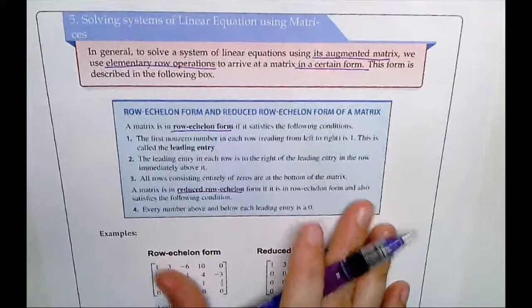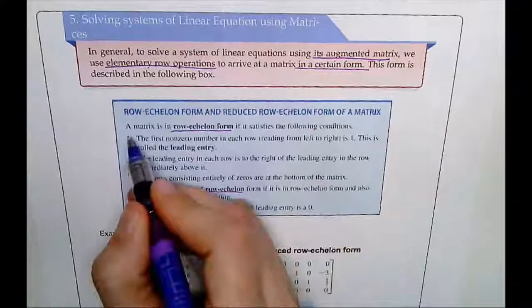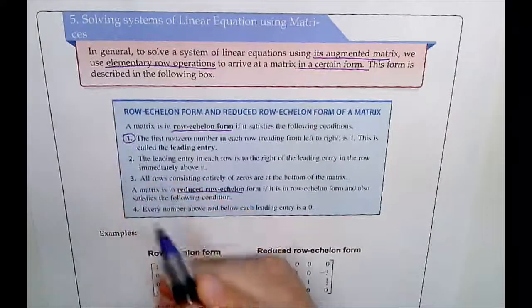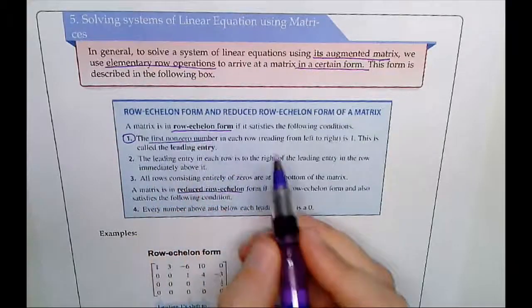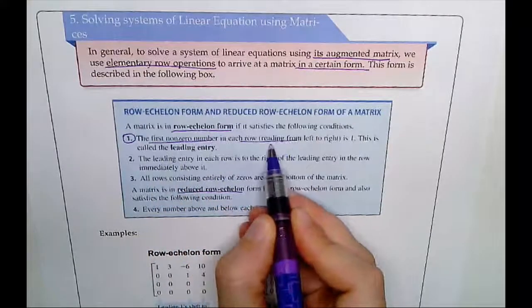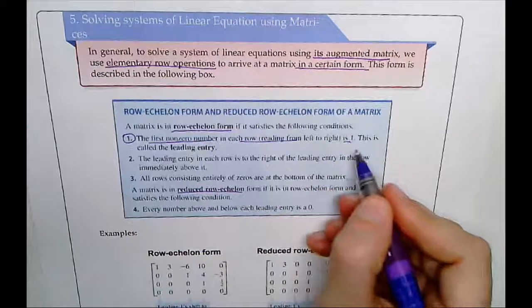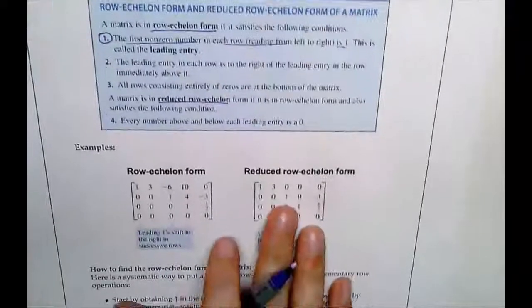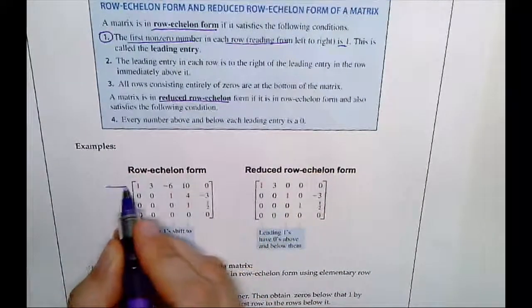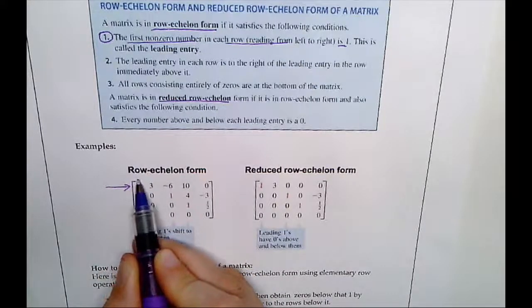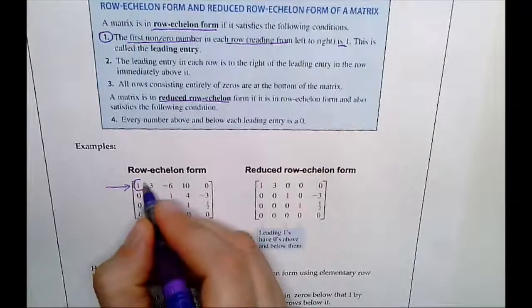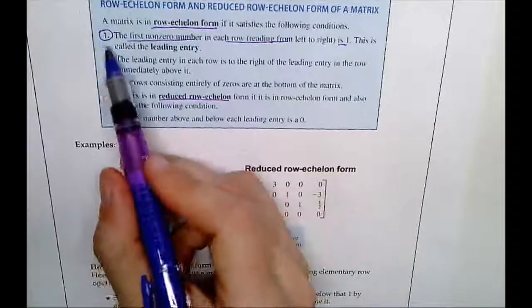So what is a row echelon form? A matrix is in row echelon form if the first non-zero entry in each row, reading from left to right, is a 1. Let's look at this matrix right here. What is the first non-zero entry in each row? Row 1, the first non-zero entry is this, and it is a 1. So row 1 satisfies condition 1.